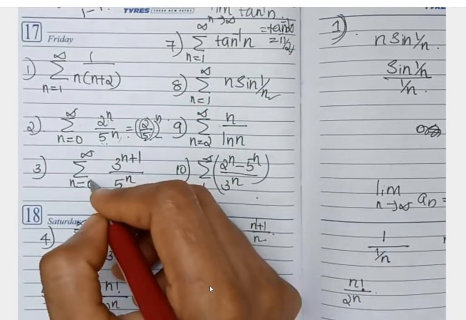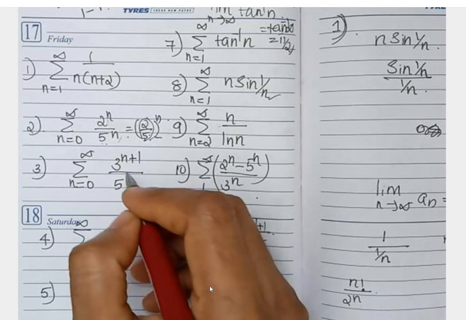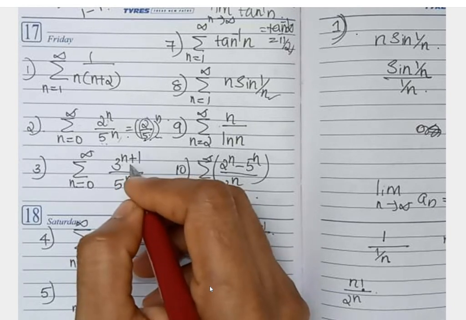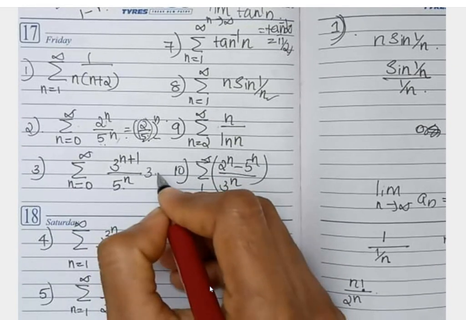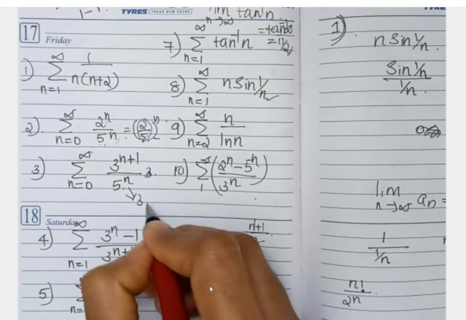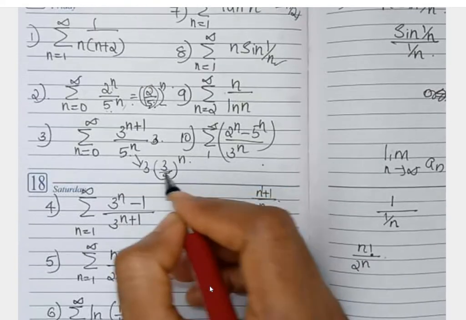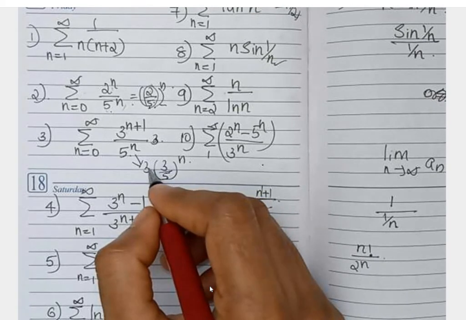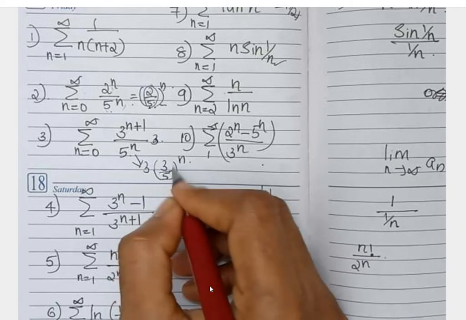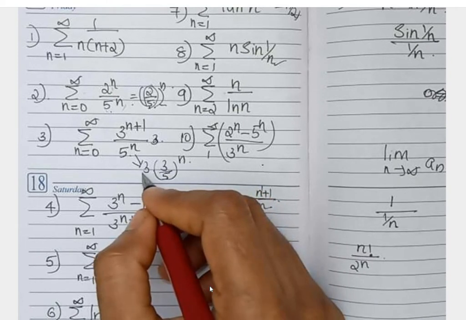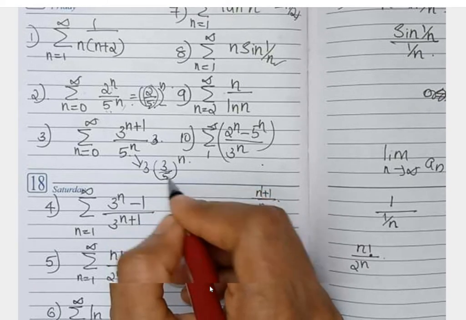Here also, look at this. This is 3 into 3 raised to n by 5 raised to n. This can be written as 3 into 3 by 5 whole raised to n. I can take this 3 outside. And this is a geometric series. Again, this is convergent and converges to 3 into a divided by 1 minus r. Right? You do it. Okay.